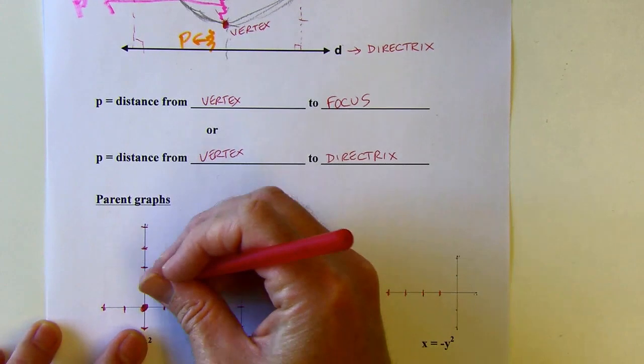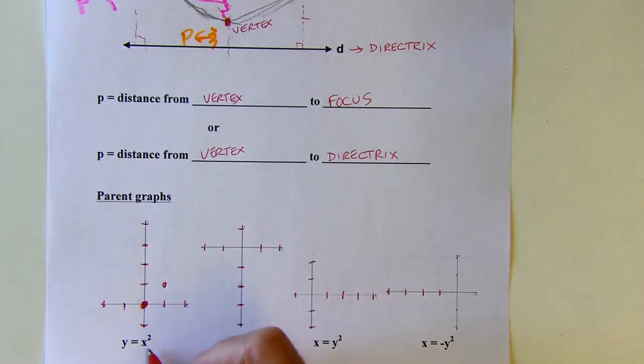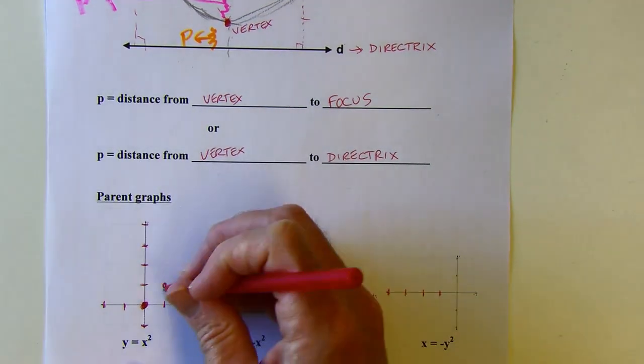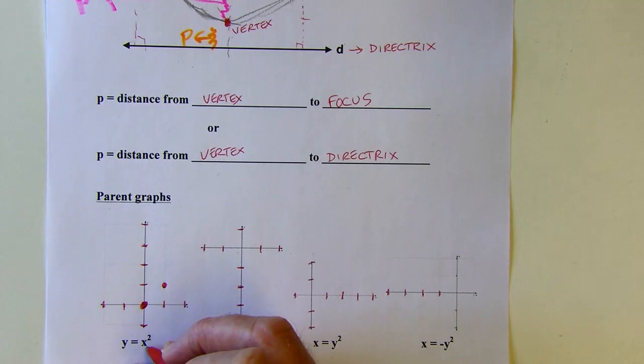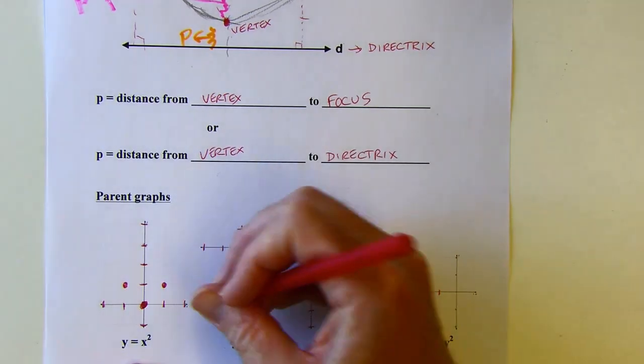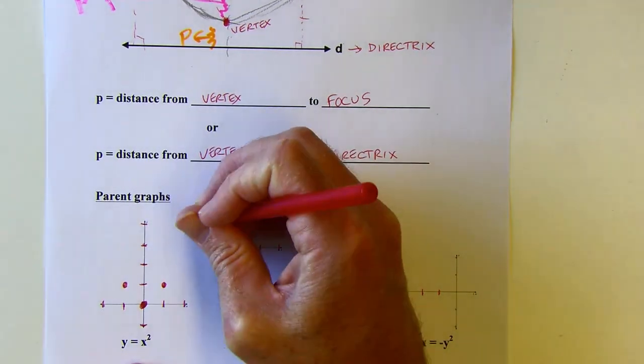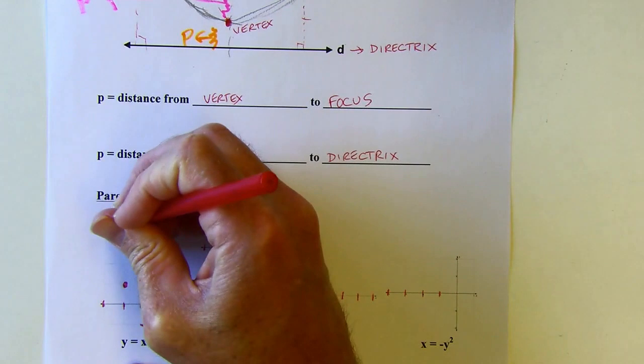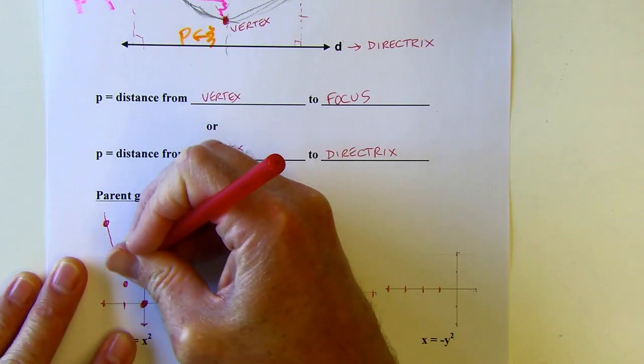I'm going to go up 1 to the right 1 because, you know, if I plug in 1 for x, 1 squared is 1. If I plug in negative 1, squared is positive 1 as well. If I plug in 2, squared is 4. And negative 2 squared is also 4, so here's our parent graph.